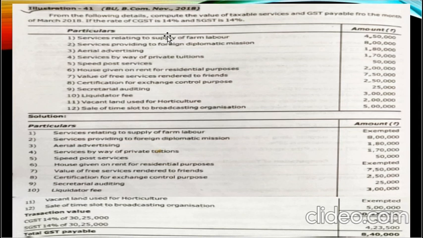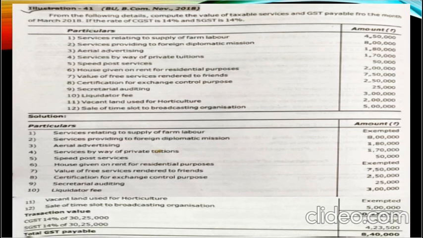So now let us get into the question. Let us read the question. They have given us particulars and amount, and under particulars they have given services related to supply of farm labor, services provided to foreign diplomatic mission, aerial advertising, services by way of private tuitions, speed post services, house given on rent for residential purpose, value of free services rendered to friends, certification for exchange control purpose, secretarial auditing, liquidator fees, vacant land used for horticulture, sale of time slot of broadcasting organization. So these are the different services which are provided.